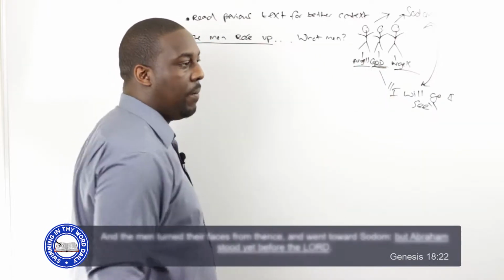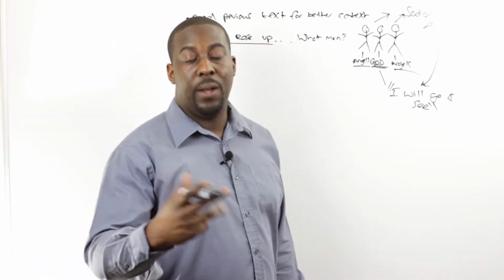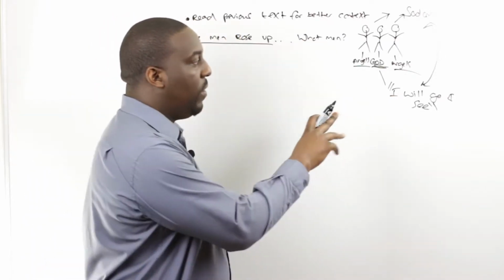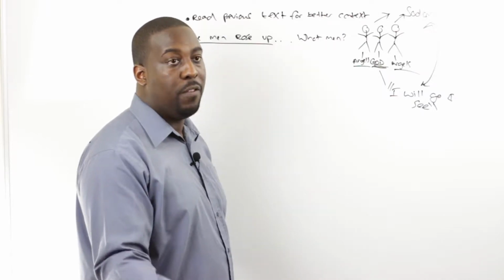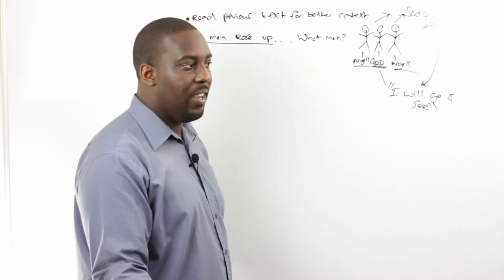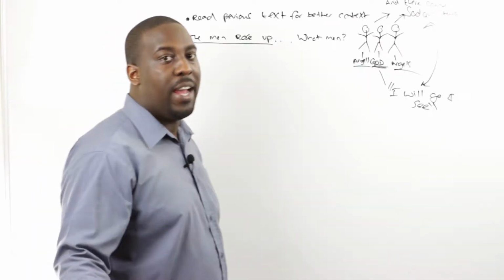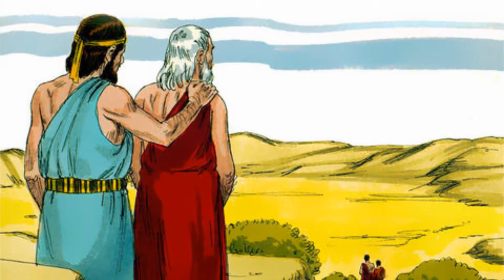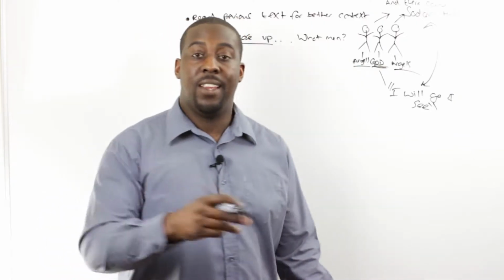Now, just to fast track quickly, when you finish this text and you get to chapter 19, the first thing you see it say is, and there came 2, which would line up with what we're seeing here. The 2 angels went off. God stayed with Abraham talking, and let's continue to see what happened.